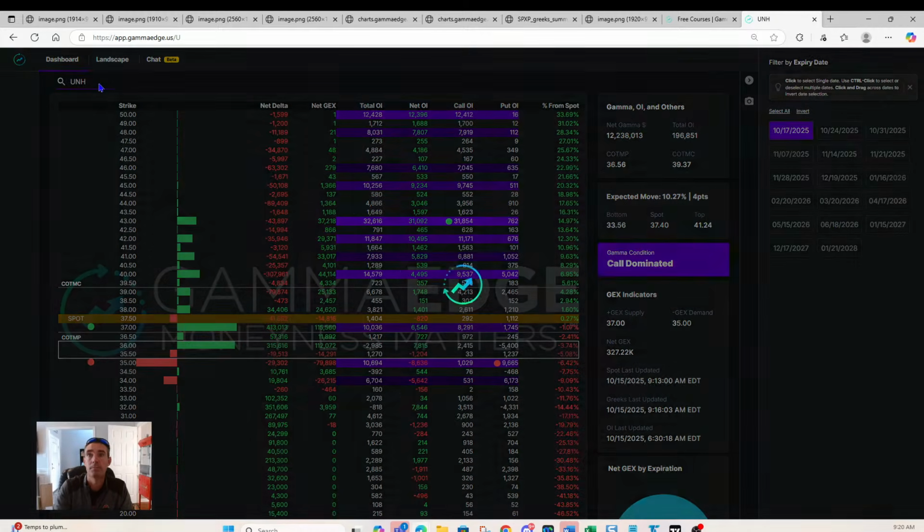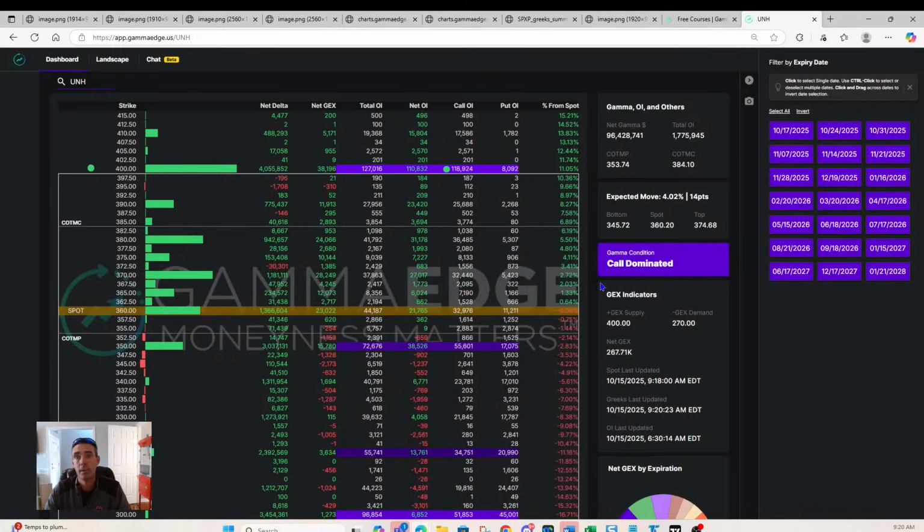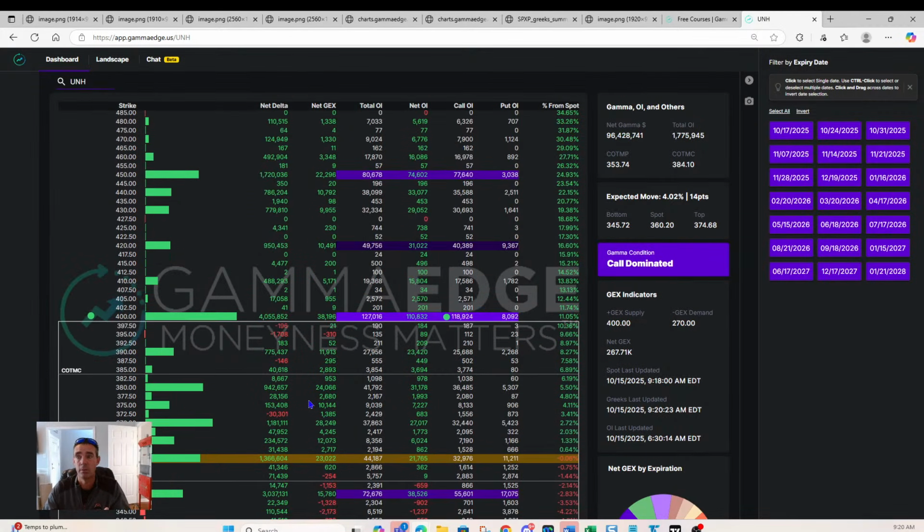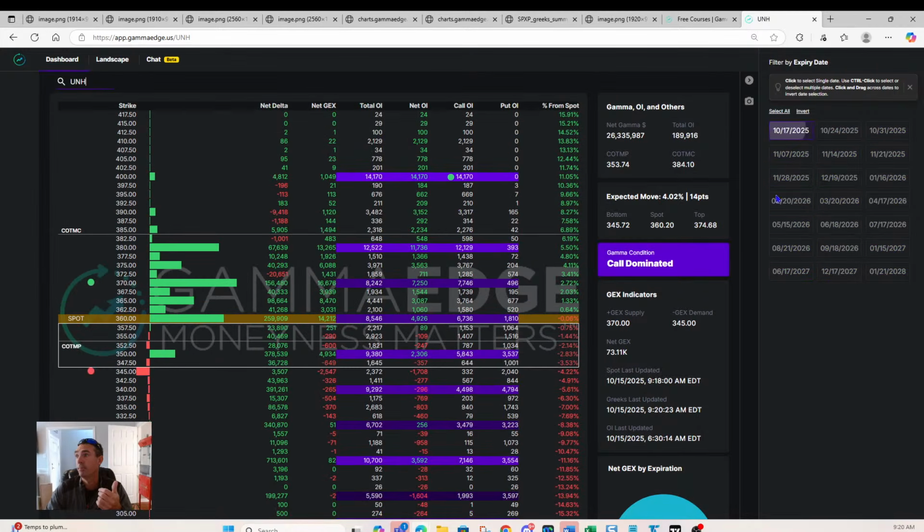UNH, let's check that one out. Call dominated above and below spot price. Extremely wide transition, that's the gray box, so significant uncertainty with positioning. We do see PGEX and COI at 400, so that'd be the upside speculation area I'd be looking at. For all expiries, structure looks fairly good. For this expiry, 370 PGEX, COI up at 400, probably not a likely area. So 370 for the upside for this monthly expiry is where I'm looking. The expected move is 14 points or 4%, so that puts you right around the 370, 375 area.